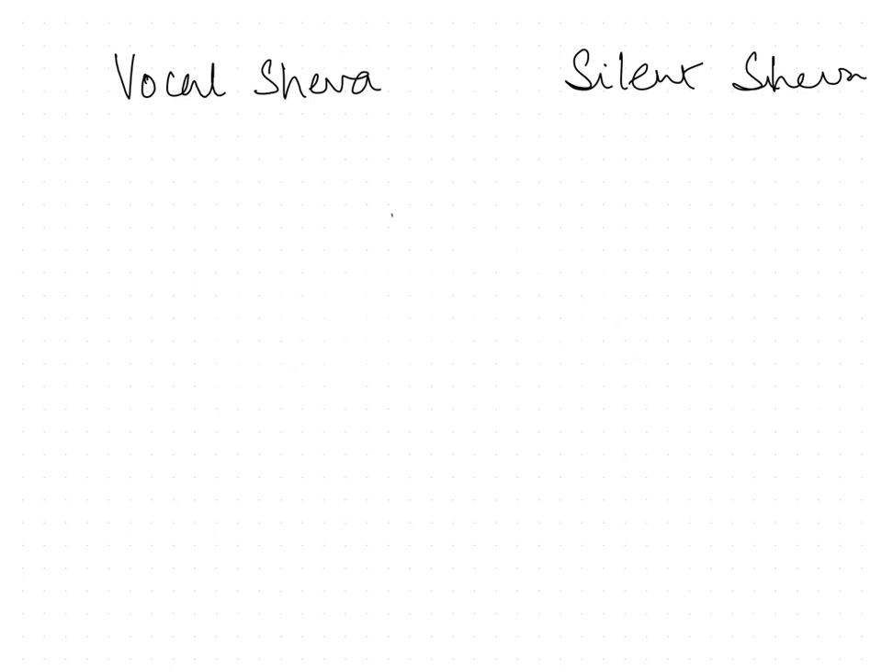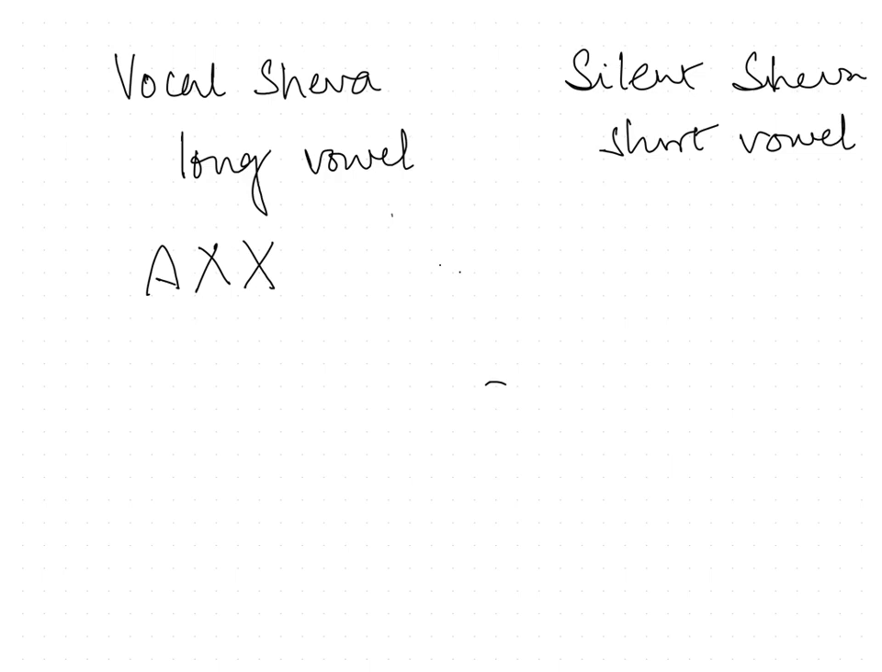Okay, where else? Vocal Shevas usually follow a long vowel. Silent Shevas usually follow a short vowel. Vocal Sheva is also found under a dagesh forte. If you find a consonant with a dagesh forte which has a Sheva below it, you can be assured that it is vocal. It is always vocal.